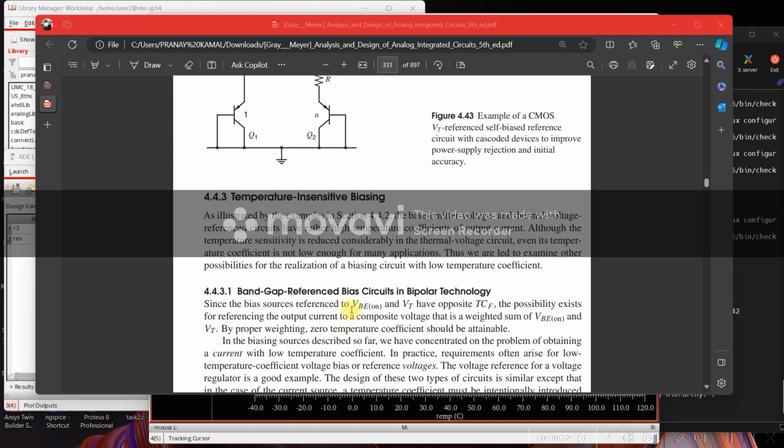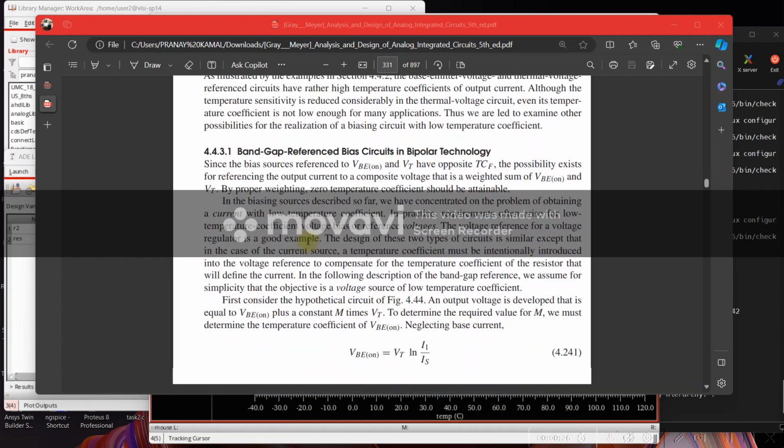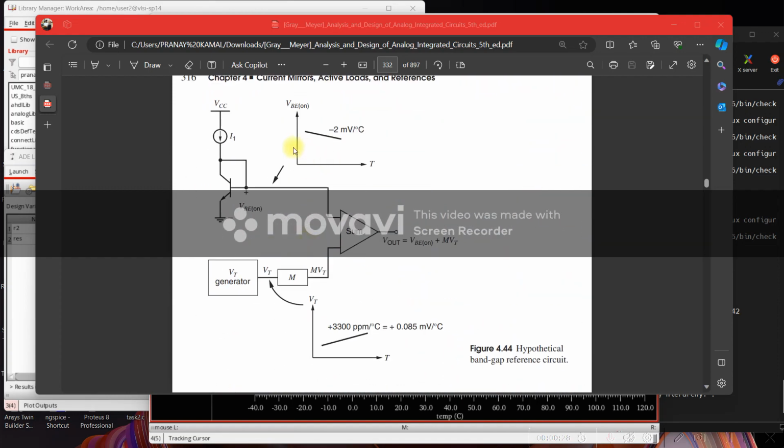Now we will see the block diagram of the BGR circuit. As you can see, this is the BGR block diagram. The first one, this BJT, is connected in diode fashion, and the voltage dropped across the BJT when constant current is pumped in will be complementary to absolute temperature.